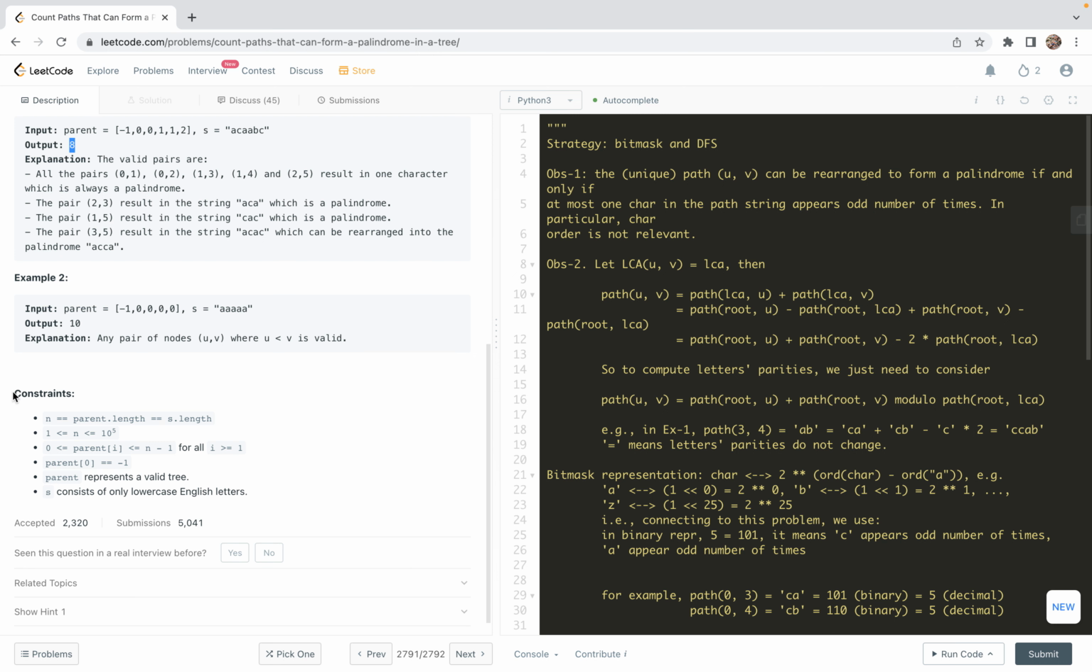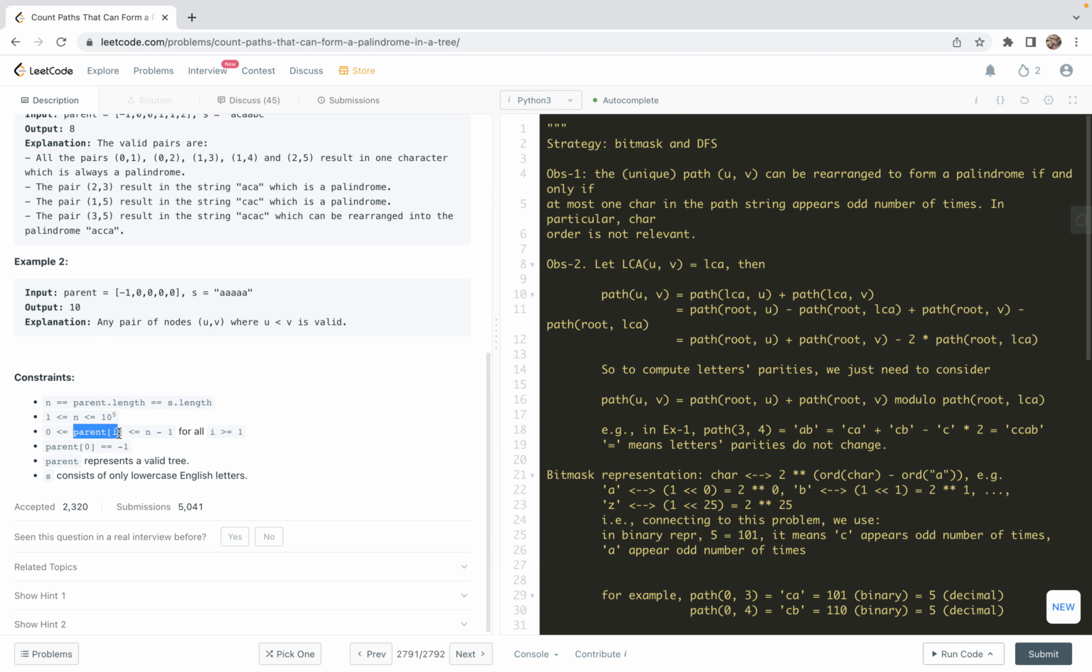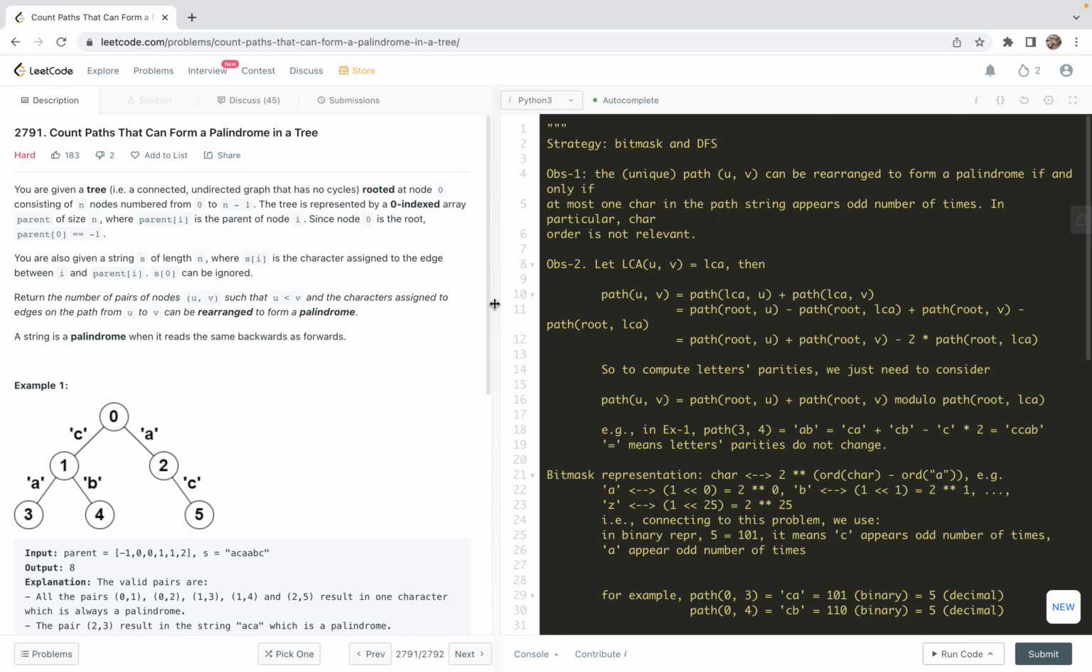So next, additional assumptions or constraints. First, the parent list and the s string have the same length, and this length can be as large as 10 to the power 5. Notice that 10 to the power 5 is a decent large number. And also we know that parent[i] is between 0 and n-1, parent[0] is -1, parent represents a valid tree, and s consists of only lowercase English letters. This is an important assumption, because there are in total 26 lowercase English letters. With that said, basically we can explain the overall thought.